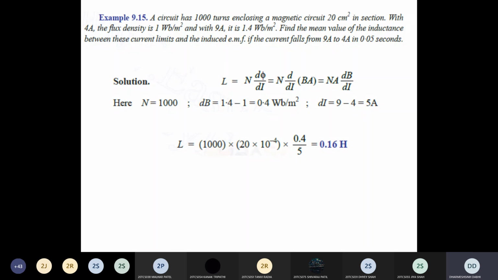Clear? So here d phi is what? Phi is replaced by B into A, because flux density is flux divided by area. So here flux is replaced by B into A. Area is always constant, so you cannot differentiate this area. N and A both are constant, so here it is the rate of change of flux density divided by di. So the equation of inductance becomes N A dB by di. All of you clear up to this point? How you get this N A dB by di?